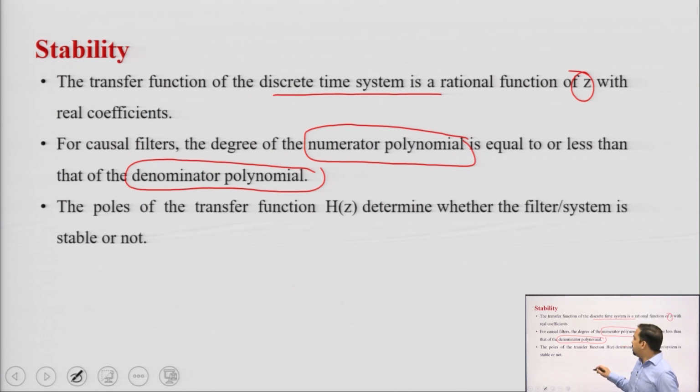Also, by seeing the transfer function H(z), or the system function H(z), we can say that if the poles of H(z) lie inside the unit circle, then the system is said to be stable. If the poles lie on the unit circle or outside the unit circle, definitely the system is unstable, and once the system is unstable, we are not going to utilize or realize those types of systems.